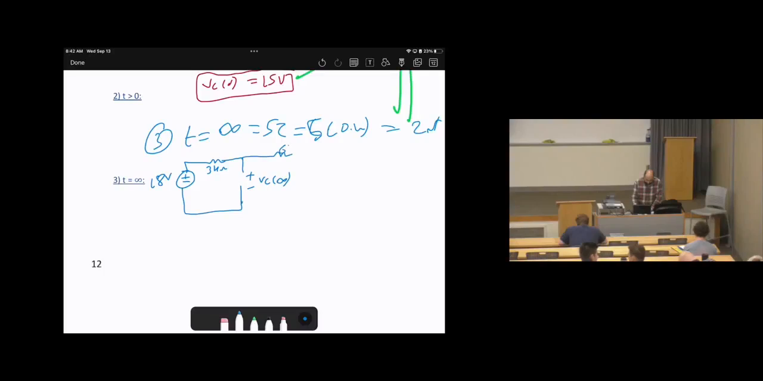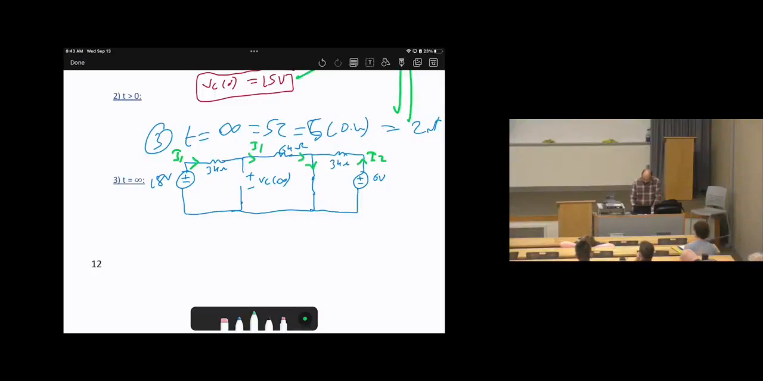Then here is the 6 kilo ohms. The new switch status, which will be closed. Then here is 3 kilo ohms. Here is 6 volts. Now the next step is to label the currents. Here is I1. Here is I2. So I will keep going here, I1. Then it will go here, I2 will go here. Our target is to calculate VC of infinity.